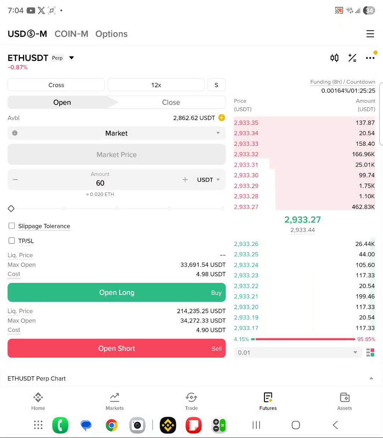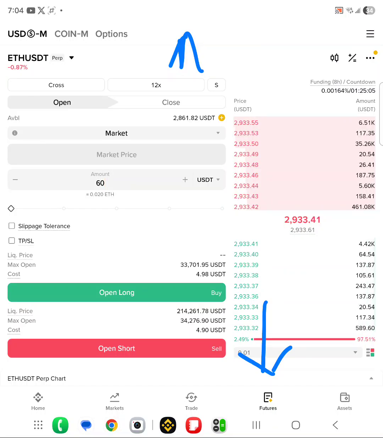So I just go into the market immediately. So you just click on long. If you want to predict that the market is going up, you click long, open long. If you want to predict that the market will fall, you click open short.